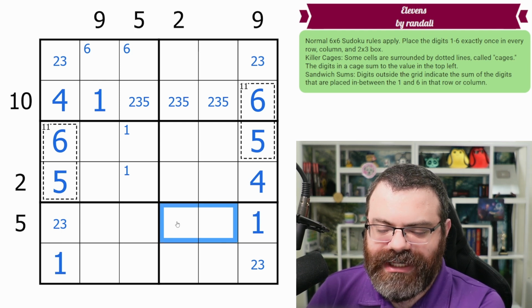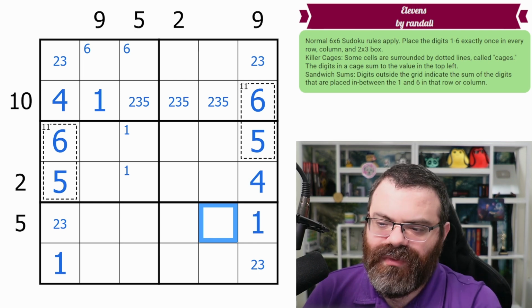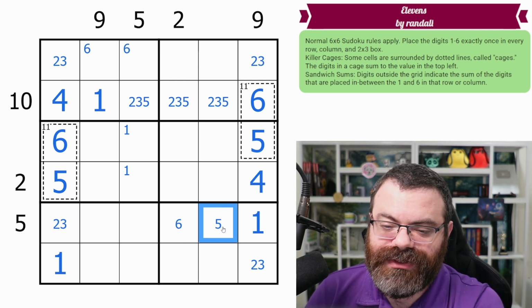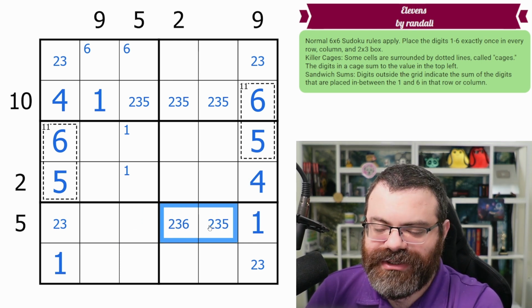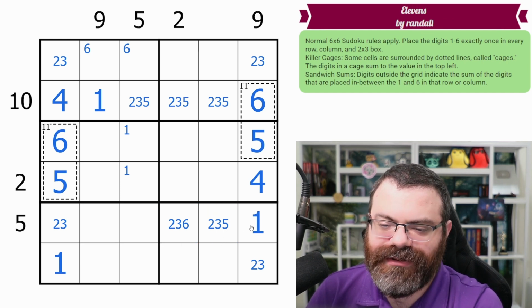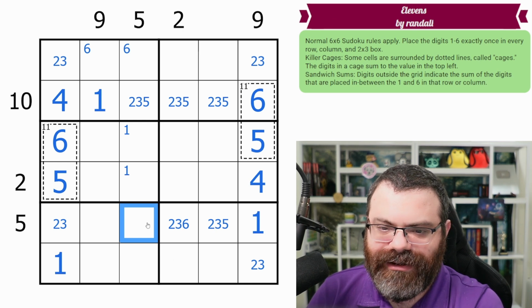Okay, now we need to add to 5 and then have a 6 somewhere. So we could be 1, 5, 6 like this, or we could use 2 and 3 and have a 6 here. So these are actually the only options for these cells, because it's either going to be 5, 6 like this, or it's going to be a 2, 3 pair with a 6 here.